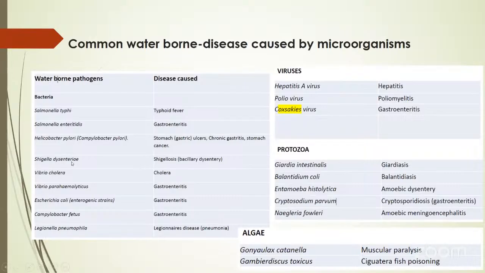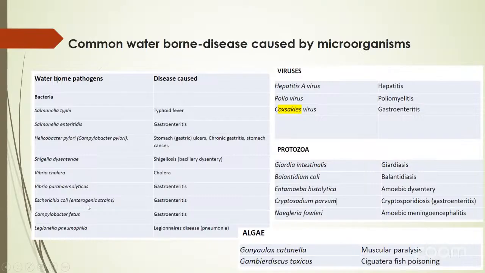Other ones, like Shigella dysentery, cause shigellosis. You have to find out how you will determine the differences between cholera and Shigella disease. Find out. I will ask you on Tuesday. So cholera is caused by Vibrio cholerae. That organism looks like a comma shape.